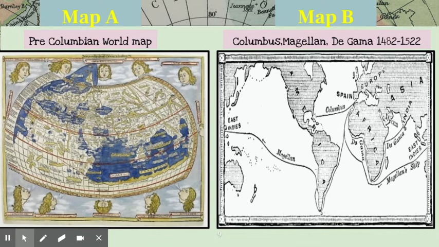Okay. So let's look at map A and map B. And I just want you to look at it. Make observations about anything. It could be what's on the map. It could be map titles. It could be map colors. I just want you to tell me what you see. So I'm going to think out loud for you and tell you what I'm seeing. So map A says pre-Columbian world map. And map B says Columbus, Magellan, and da Gama, and it gives me a time period, 1482 to 1522. So it looks like a world map. Both look like world maps, right?